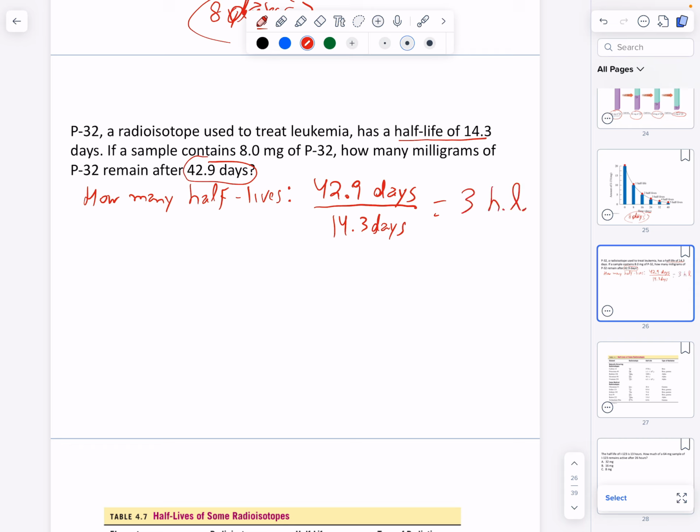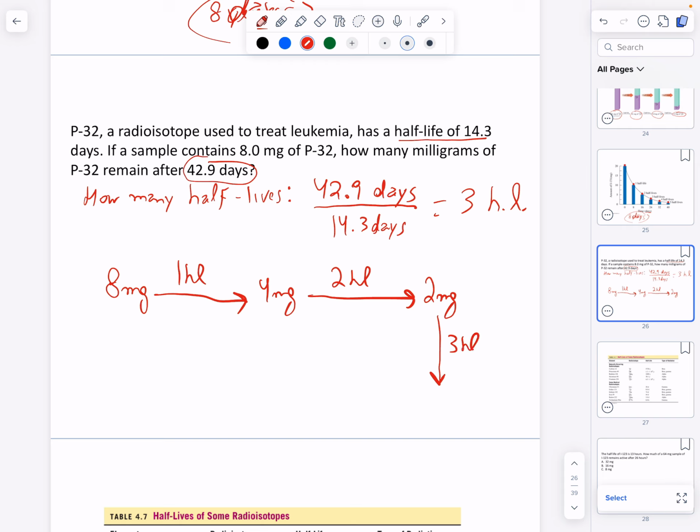That's 3 half-lives. So that means if at the beginning we have 8 milligrams, after my first half-life, I'm going to have 4 milligrams. Then I'm going to have a second half-life, and it's going to become 2 milligrams. And finally, I'm going to have my third half-life, and it's going to become 1 milligram. So that means after 42.9 days, I still have 1 milligram of that phosphor 32 in your body.